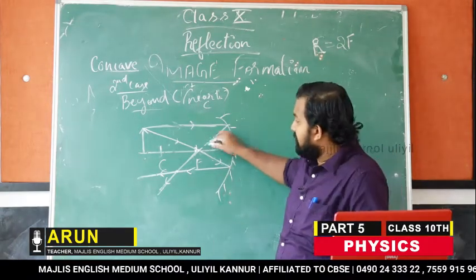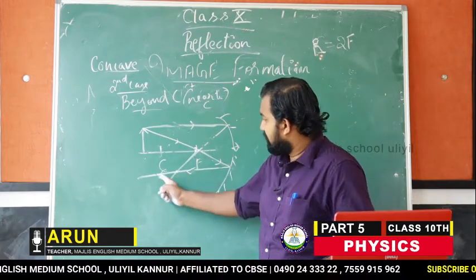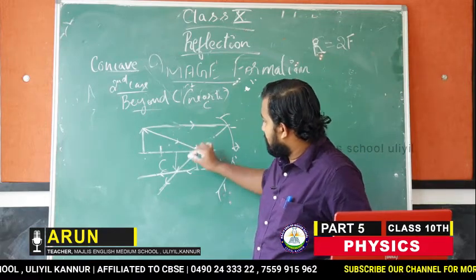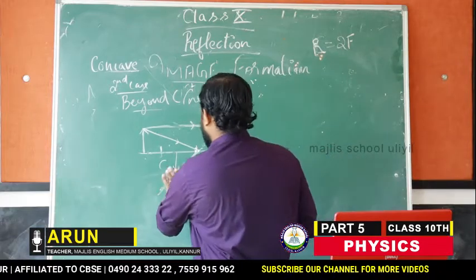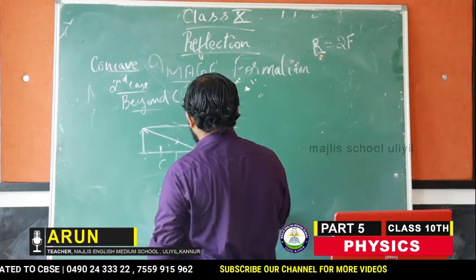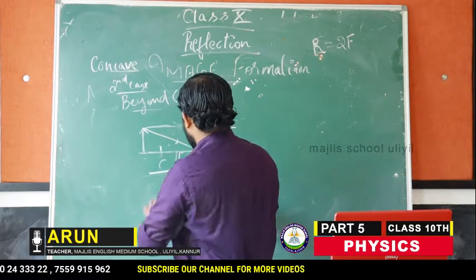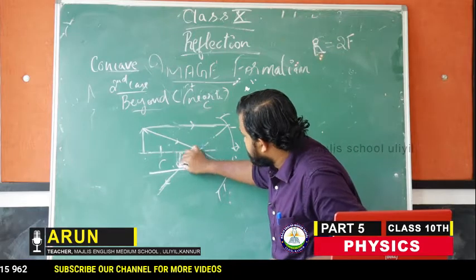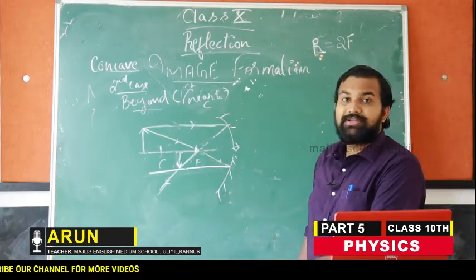So where will the image be formed? This is the incident ray, this is the reflected ray, this is also another reflected ray. So the image will be formed over here. Okay, the image will be formed over here. So listen here. Now you will understand why I have told it is inverted.